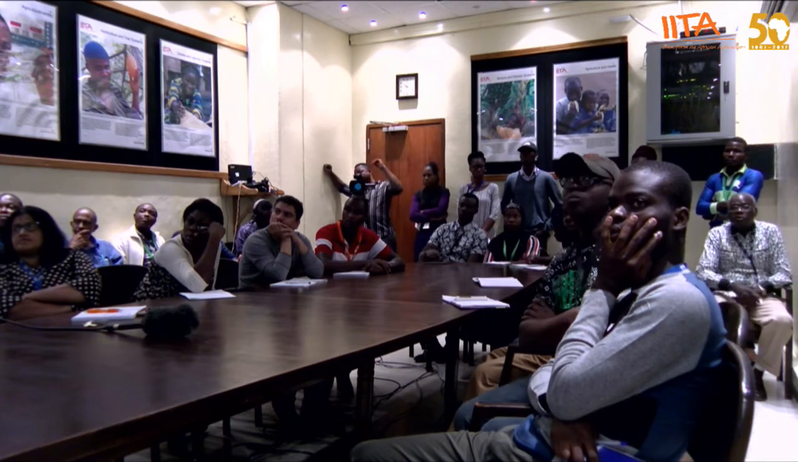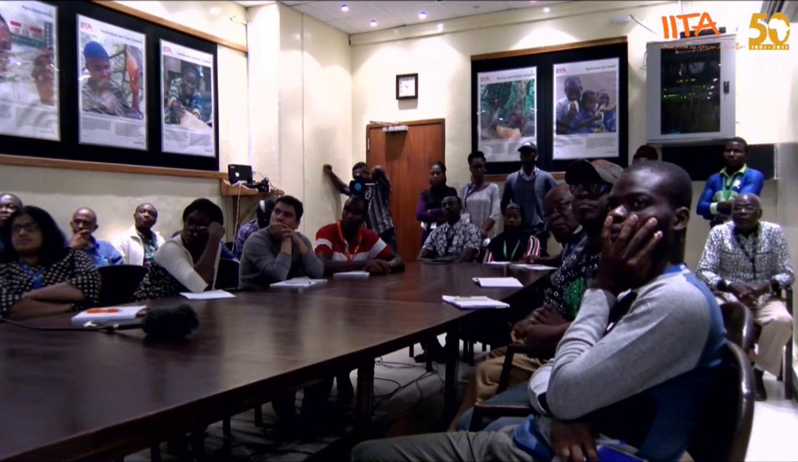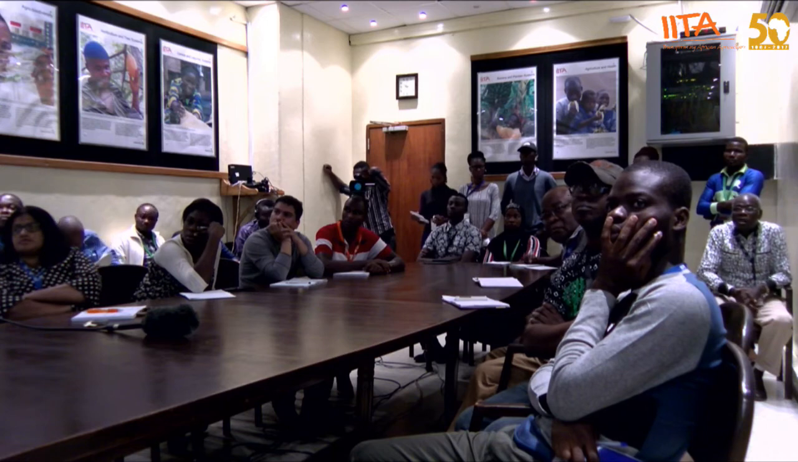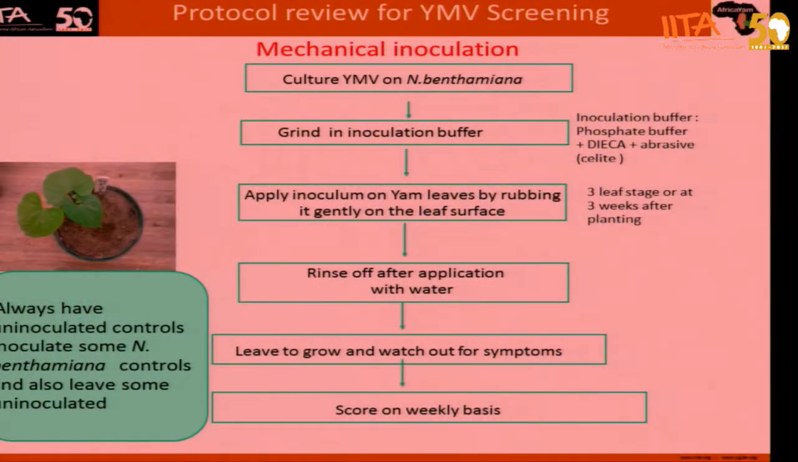That is the mechanical inoculation method. We culture our YMV first on Nicotiana benthamiana, and then we prepare our inoculum by grinding in inoculation buffer. The inoculation buffer consists of phosphate buffer with an additive known as DIECA and an abrasive that helps to cause damage on the leaf surface to enable the virus to penetrate. This time we are using Celite. You can also use carborundum.